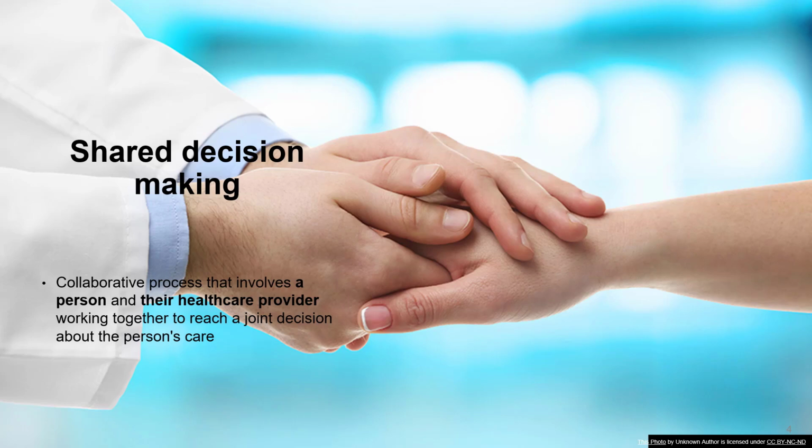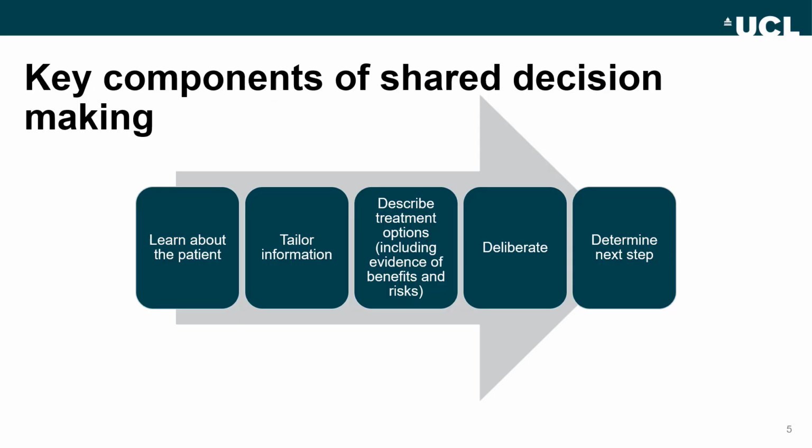There are various models for shared decision making, and the key components vary between the models. The most prominent components in recent shared decision making models include learn about the patient, tailor information, describe treatment options, including evidence of benefits and risks, deliberate, and determine next step. From this, it is clear how evidence and patient preferences and values are key components of shared decision-making process.